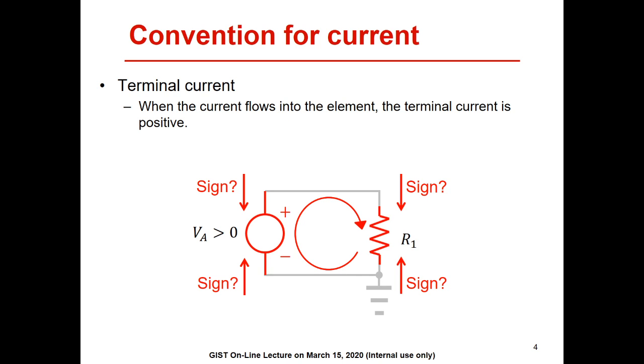Each element has multiple terminals, and for each terminal, we have the terminal voltage and the terminal current. The convention for the terminal current should be understood. When the current flows into the element, the terminal current is positive. Then determine the sign of each terminal current. The answer is shown here. Check the answer by yourself.